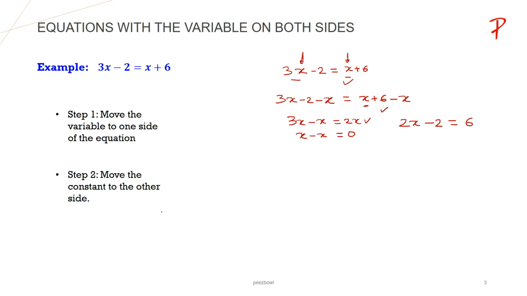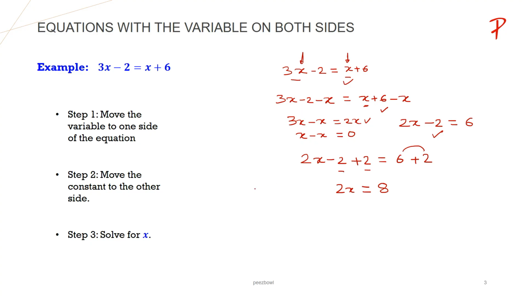Now we need to move the constants to the other side. We have already moved the variable to the left hand side. So now we need to move the constant, that is minus 2, to the right hand side, right? To do this, I will add 2 to both sides. So now we have 2x minus 2 is equal to 6. I have to get rid of minus 2. So I am going to add 2 here. So I will add 2 on the right hand side as well, right? So this minus 2 and plus 2 will cancel each other and on the left hand side we have only 2x is equal to 6 plus 2 is 8, right?